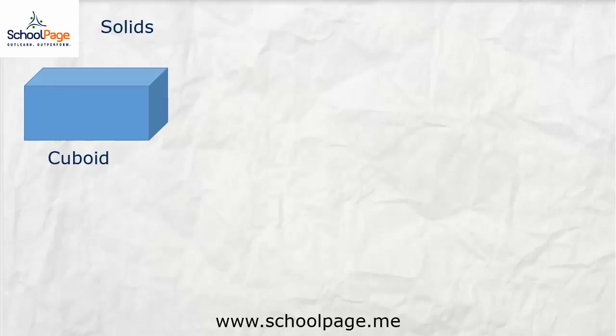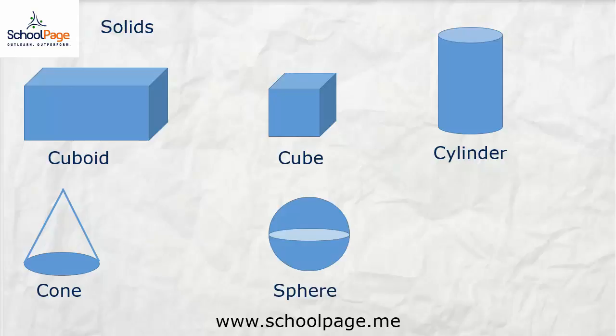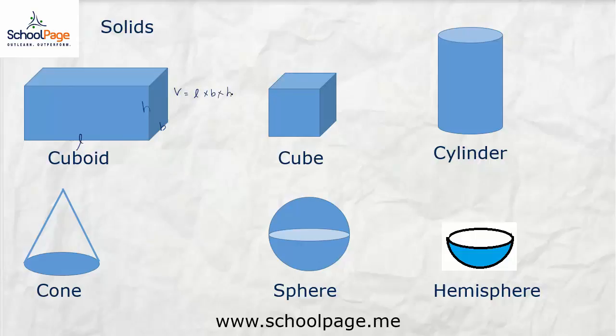Let us see some solids which we see every day around us: a cuboid, a cube, a cylinder, cone, sphere and hemisphere. Let us recall the volume of these solids. If L is the length, B is the breadth and H is the height of the cuboid, then the volume of the cuboid is given by L into B into H. If A is one side of the cube, then the volume of the cube is given by A cube, because we know that in a cube all the sides are equal.